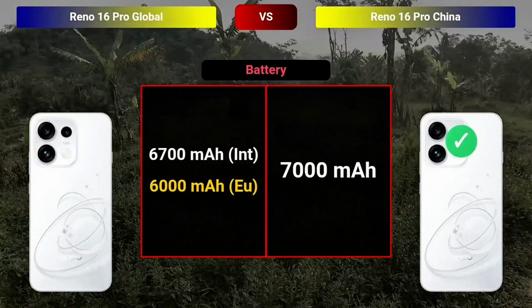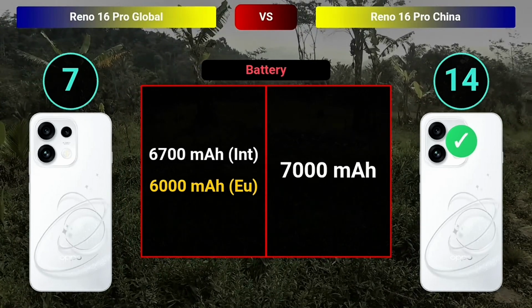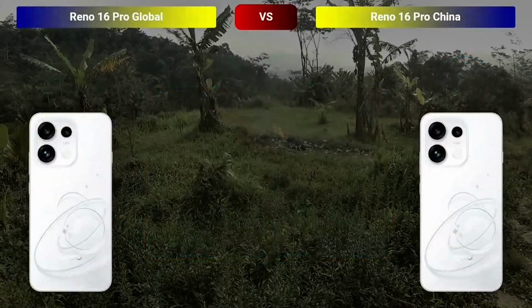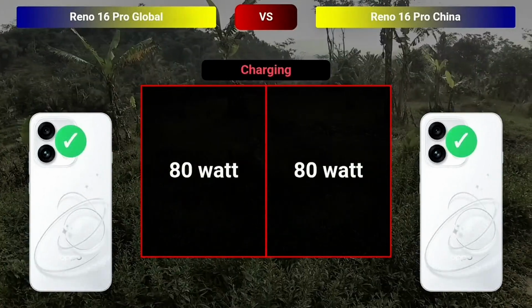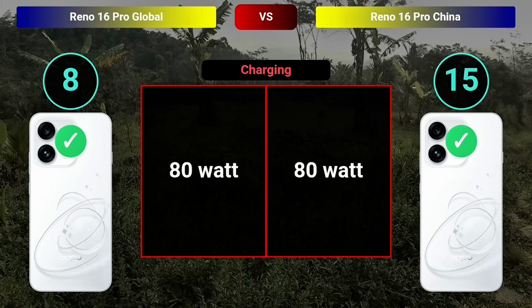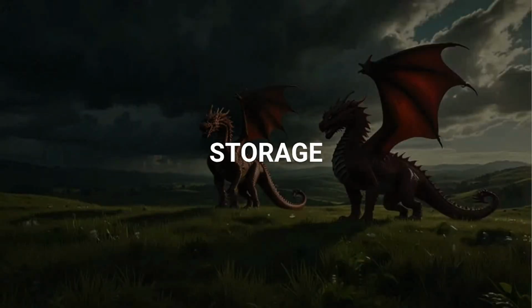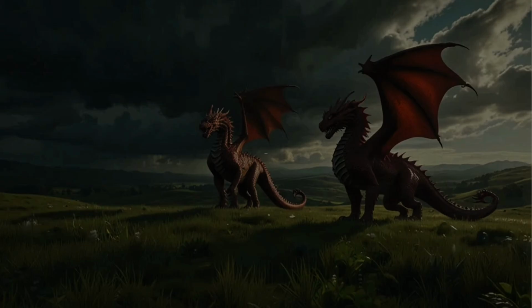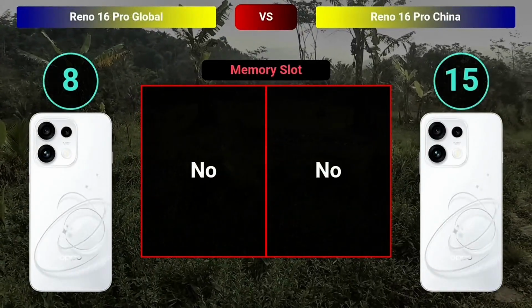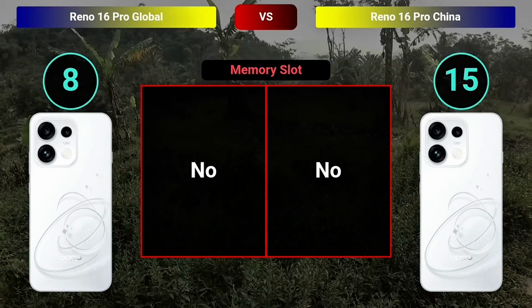The Reno 16 Pro China easily wins on endurance, carrying a massive and much longer-lasting 7000 mAh capacity. To get you back into action fast, both competitive devices feature an identical and balanced 80-watt fast charging. Expanding your storage is not an option on either device, as both come with no expandable storage.